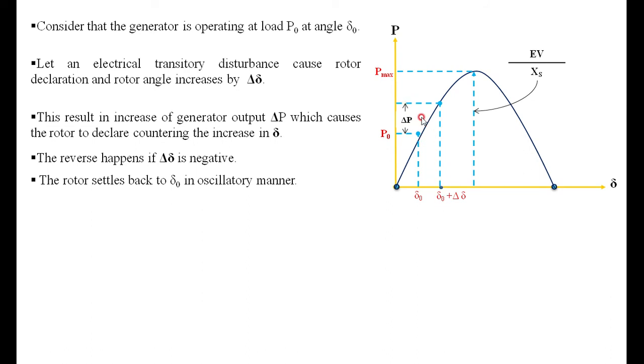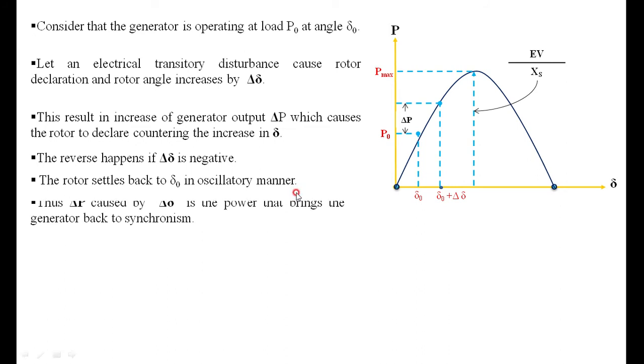Now the power is increased. Therefore, what happens? Because of the oscillatory manner, this operating point is once again settled down to P naught after the disturbance. It is finally settled at this particular point P naught in the oscillatory mode. The rotor settles back to delta naught in an oscillatory manner. Thus, the delta P caused by delta is the power that brings the generator back to synchronism. Ultimately, the alternator has to operate once again at P naught.